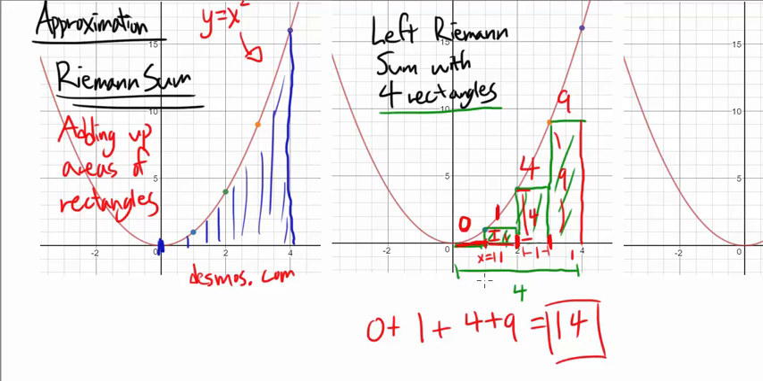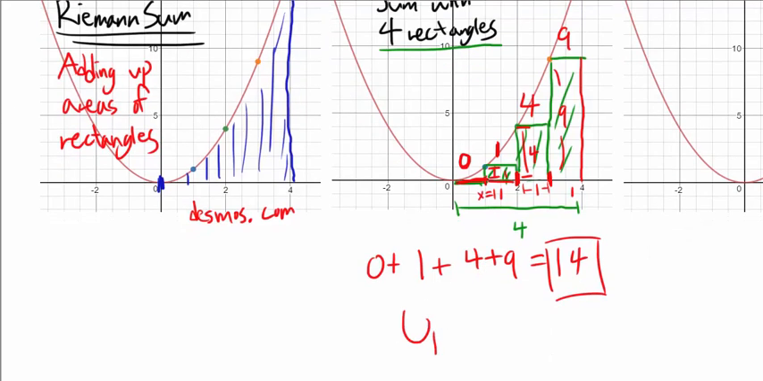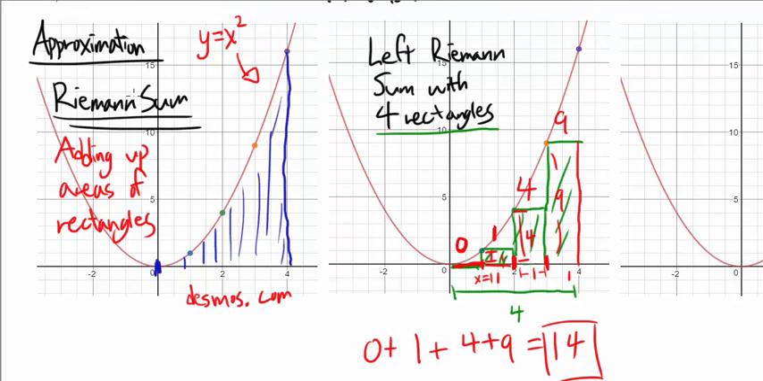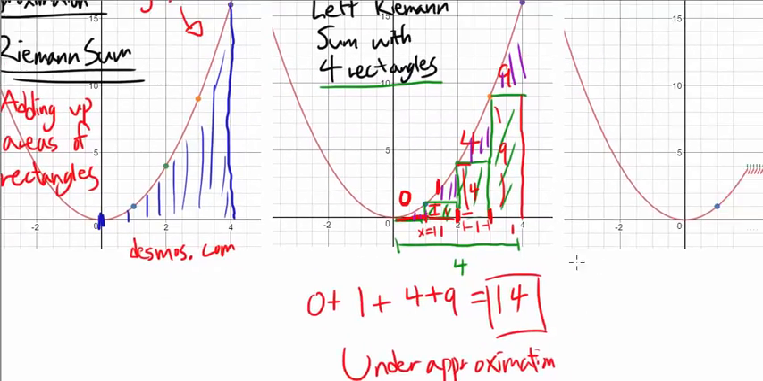And as you can see, this is an under approximation of the actual area, because the sum of the areas is leaving out some of the parts of the actual area. We're leaving out these purple parts. We've got to add these purple parts to get the actual area. So our approximation of 14 is actually less than the actual one. So it's an under approximation.